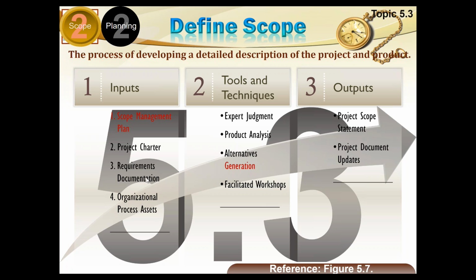Maybe the requirement document has been amended in light of the scope statement, and we update that because that is part of the project document. So that requirement document is being updated. So that is called project document is being updated.